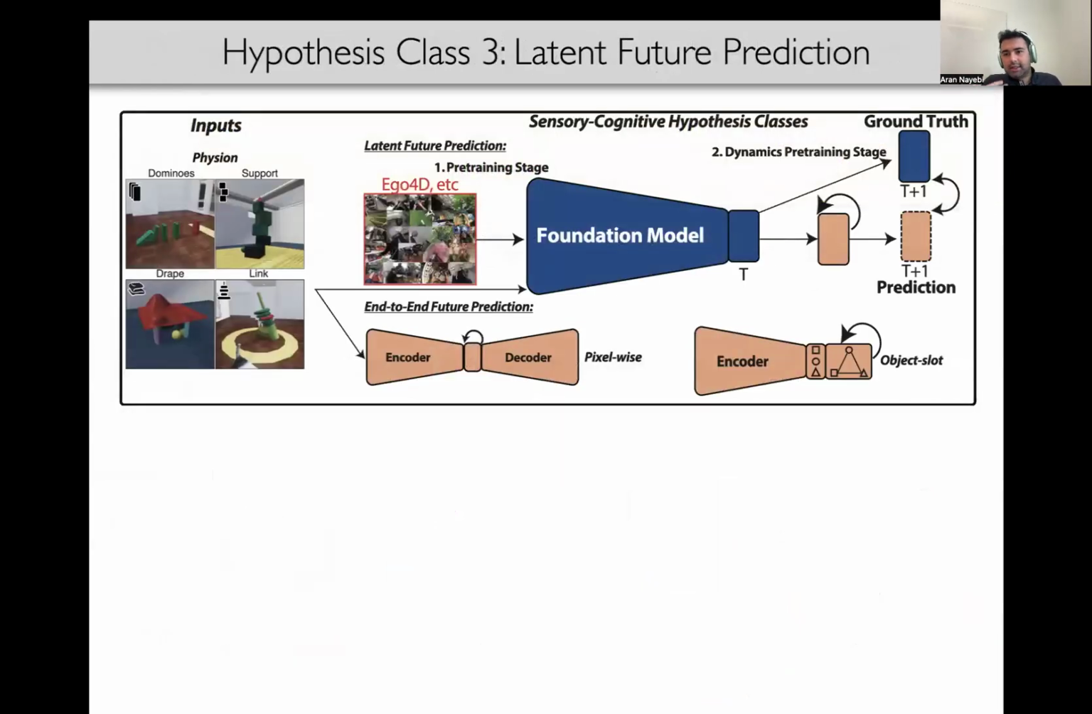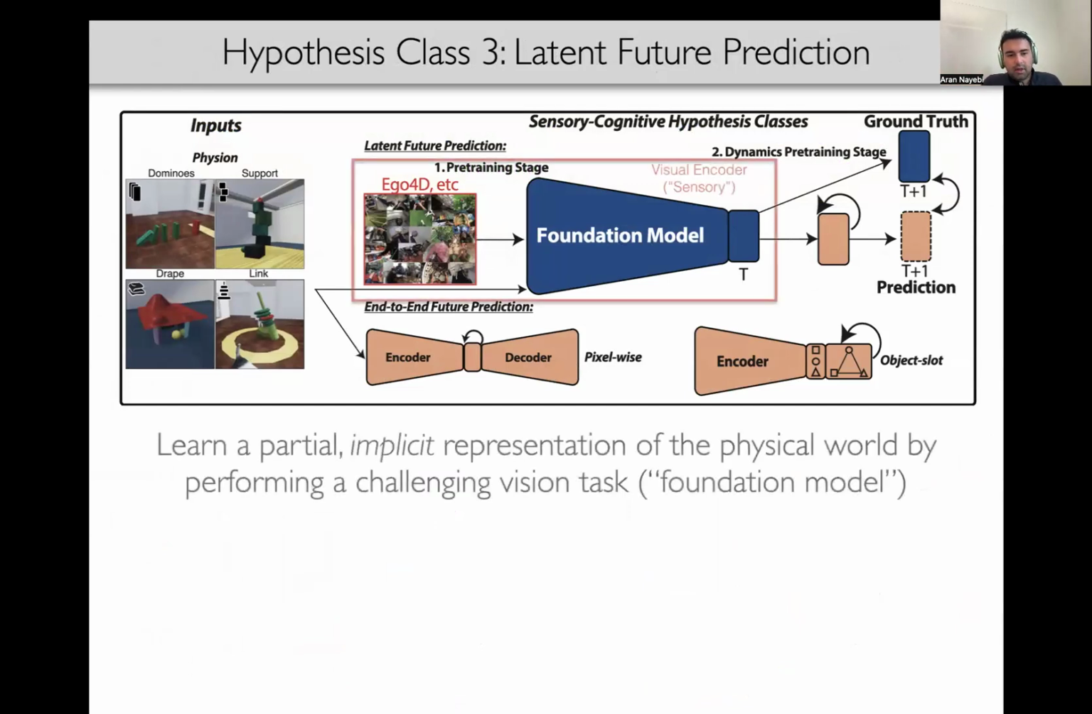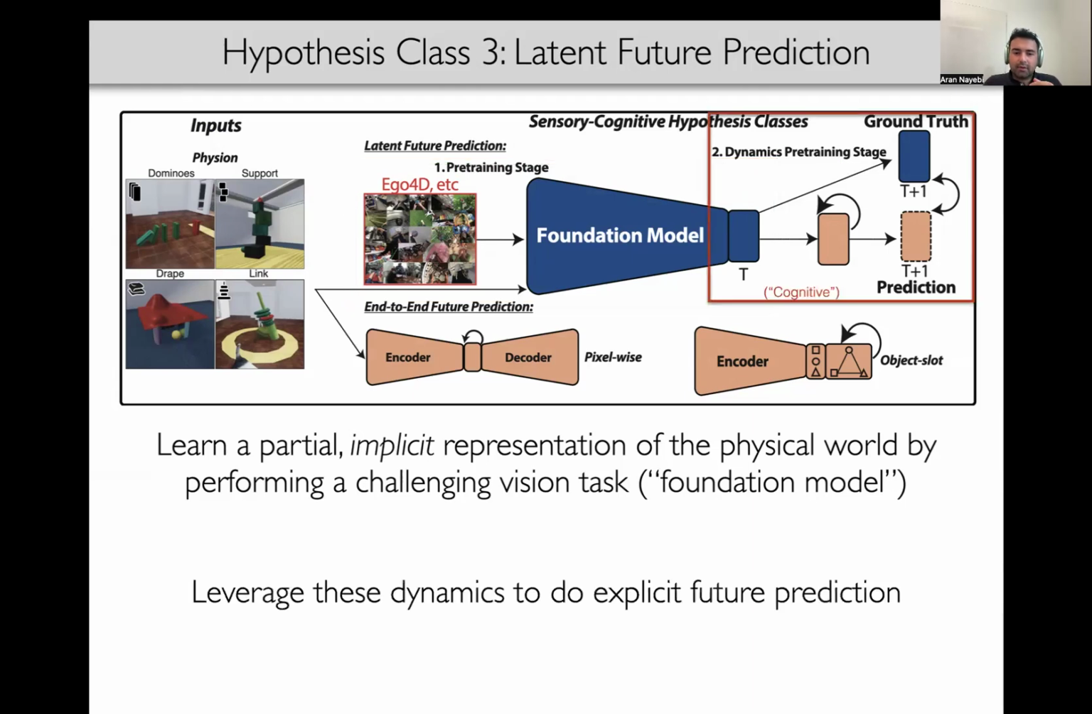So this brought us to the next hypothesis, which is known as latent future prediction. Rather than positing some explicit, bespoke representation, what we thought was to instead learn a partial implicit representation of the physical world by first performing a challenging vision task, or a foundation model, and then future predict in that latent space. So rather than predicting at the level of object slots or pixels of the frame, we hold fixed the vision foundation model and future predict in the latent space.